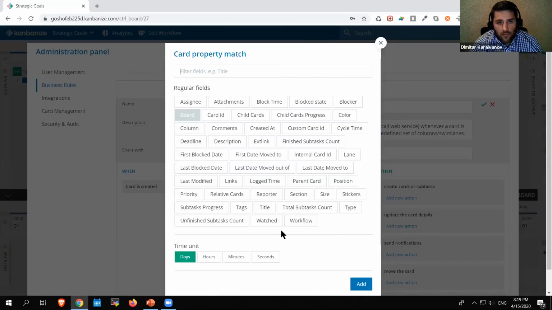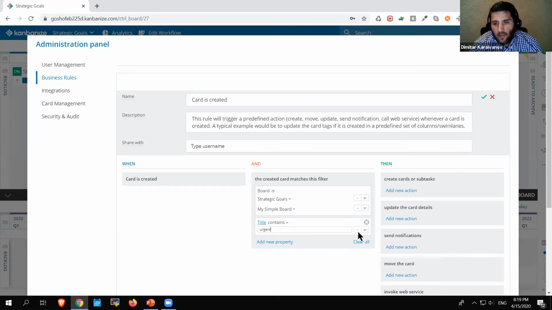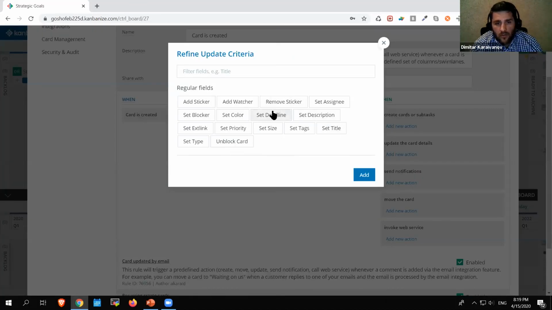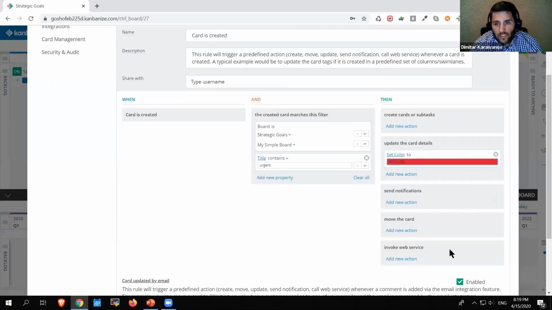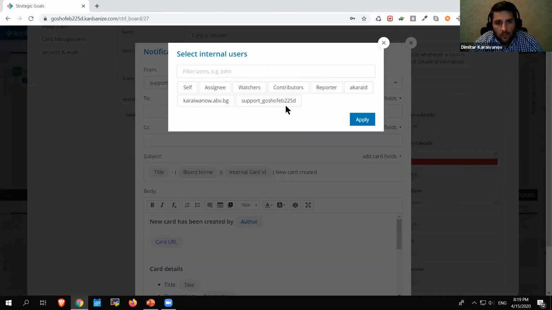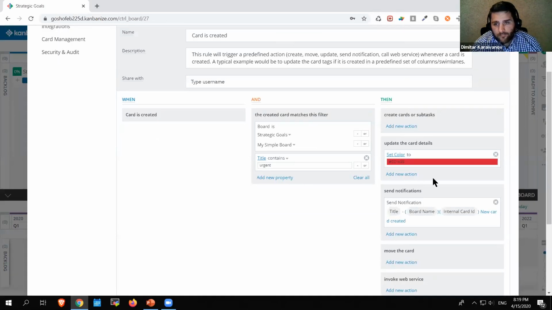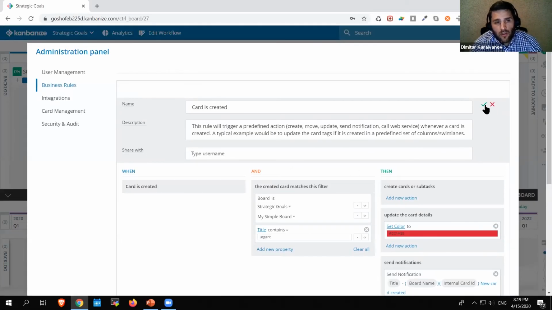And for example, the title of the card contains some string, let's say urgent, then I want to change the color of the card to be red. And also I want to send a custom notification to the assignee of the card with that text inside. So when you save this business rule, the automation is in place and it will hook to the system. It will operate right away.